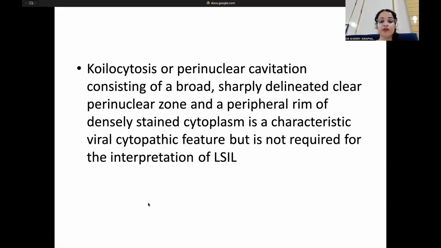Although it is important to know that for LSIL, it's not a criterion. Koilocytotic change of HPV infection is not a definitive criterion for the interpretation of LSIL. So even if there are features of LSIL, with nuclear enlargement and everything, and koilocytic changes are absent, you should still report it as LSIL. It is not always mandatory to have koilocytic change or HPV change associated with LSIL. Next slide, please.